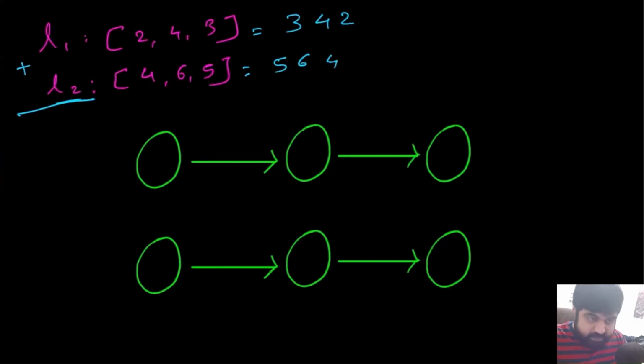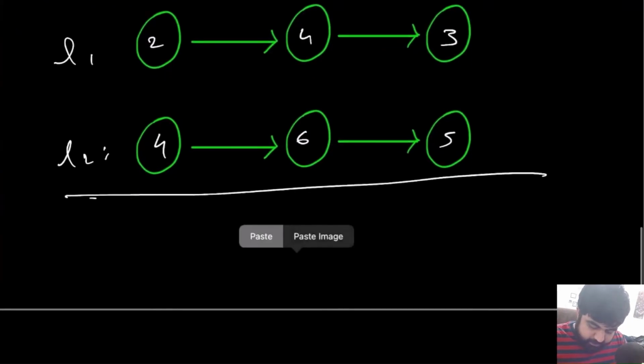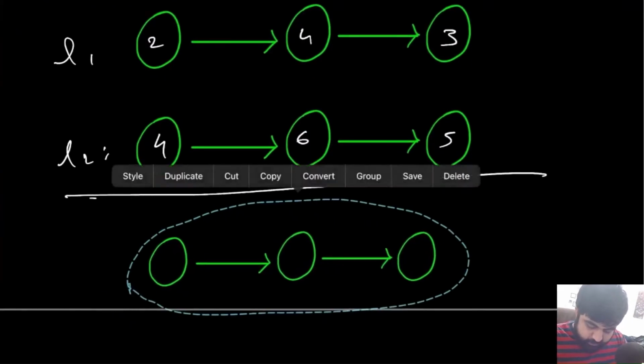So the logic is going to be quite simple. Let's try to understand this with an example. Basically in this case, the two linked lists are 2, 4, and 3. So this one is linked list 1, and linked list 2 is going to be 4, 6, and 5. Now if we want to do the sum of these two and store it in the result, the answer is going to look something like this.